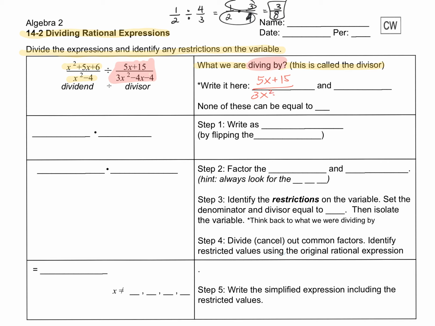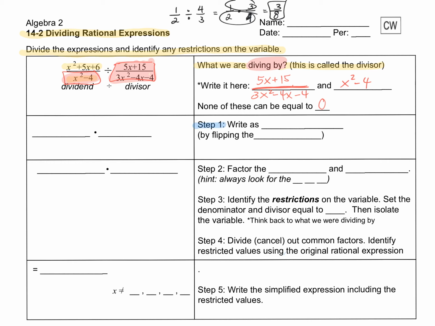But there's actually something else I'm dividing by too, because fractions mean division. The number on the bottom of a fraction is also dividing. So if I look at this first value, the dividend, and I look at the bottom, that is also something I'm dividing by as well. So I'm going to write that down here as well: x squared minus 4. So that means none of these things can be equal to 0 because we cannot divide by 0. So I want to keep track of what these values are and what they become as I continue to do this problem. Okay, let's get started.